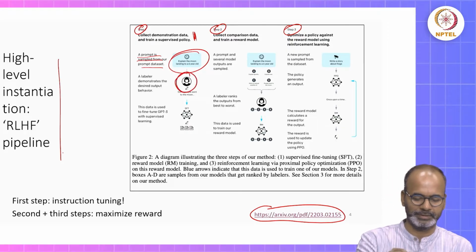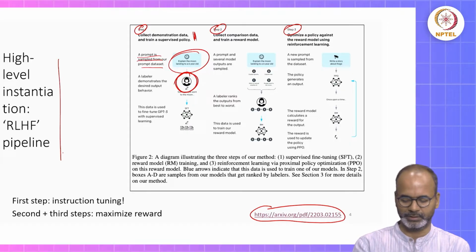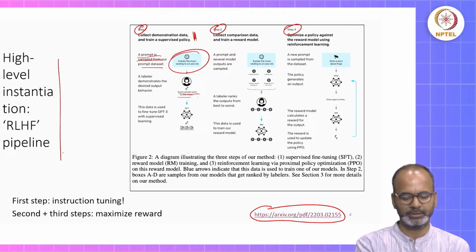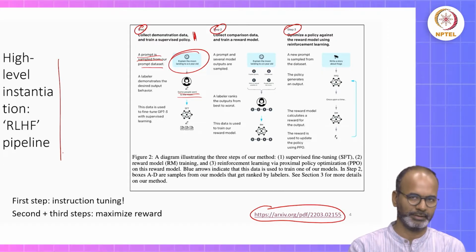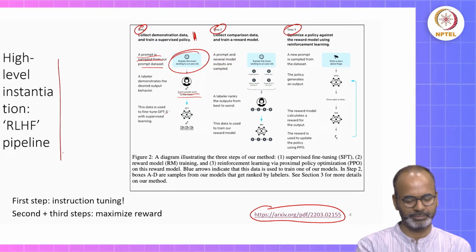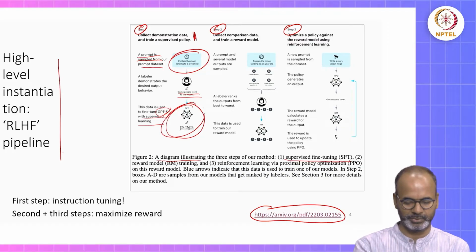A labeler, which is a human in the RLHF, demonstrates the desired output behavior. So if you see, it says some people went to the moon. That's the desired output, the summary that the user is creating. The data is used to fine-tune GPT-3 with supervised learning. That's the learning model that is being generated. So if you look at the text here, illustrating 3 steps of our model, supervised fine-tuning, SFT, that's what we just saw.